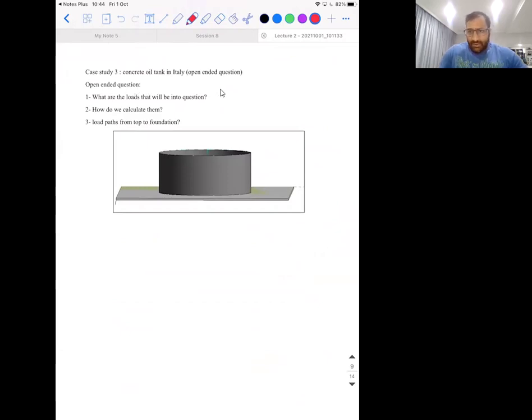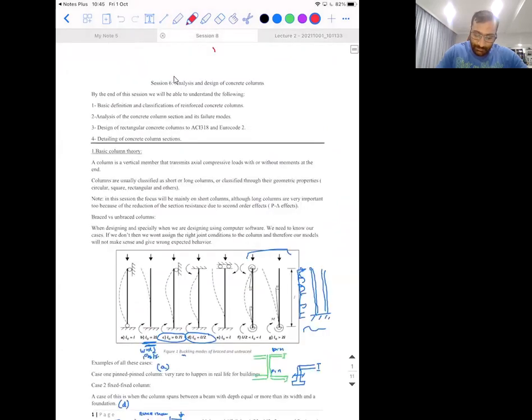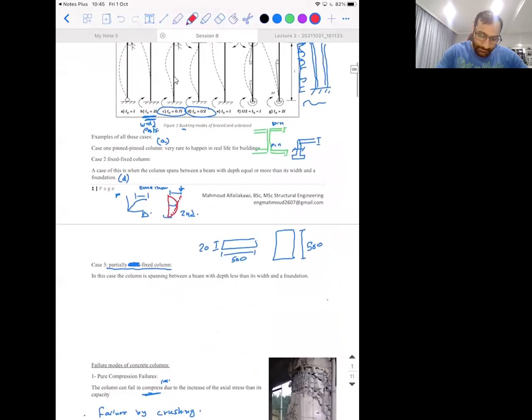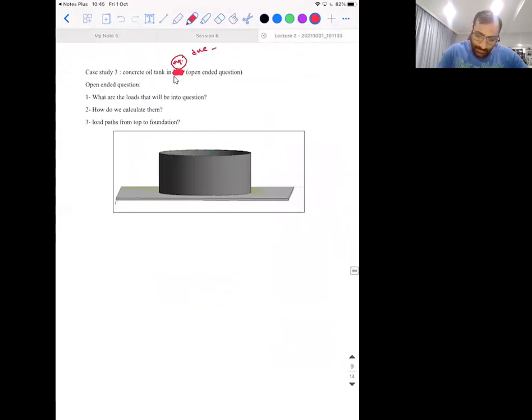Open-ended question. Usually this is very interactive. So, a water tank. I'm not going to say Italy because Italy is an earthquake zone. I wanted to make this an earthquake exercise, but yeah, bias, I guess, just like earthquake design. What are the loads that will be in question, and how do we calculate them and the load paths from the top to the foundation?